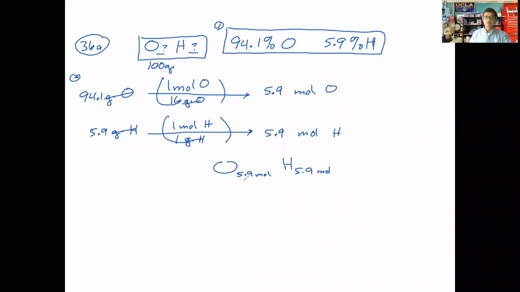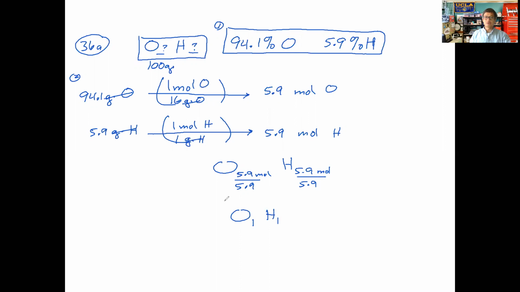But remember, the empirical formula requires that we have the simplest whole number ratio, and we don't have that here. First of all, this is not a whole number. So we're going to go ahead and divide by the smallest number. Okay. So this is going to be steps 4 and 5 here. Divide by the smallest number. Okay, and we end up with then O1 H1.